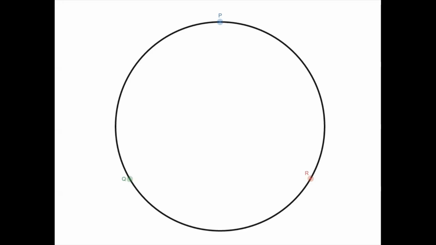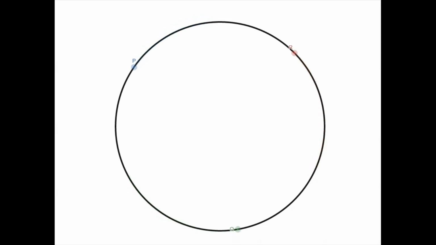Hi, this is Josh with a quick demonstration of creating triangles using 3 points chosen along the circumference of a circle. Here I've plotted points P, Q, and R. And what I'm going to do is start them on the animator going around the circle at 3 different speeds.